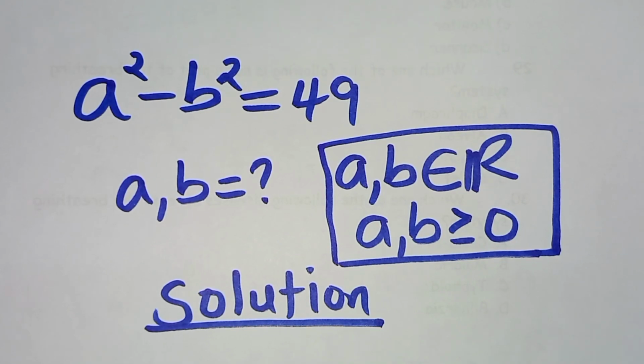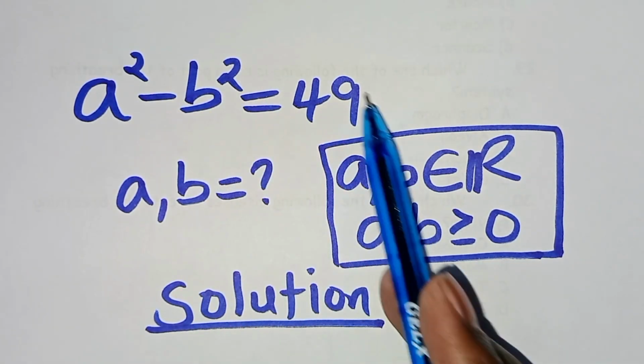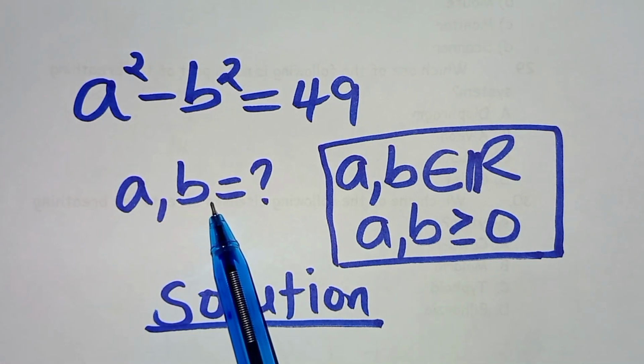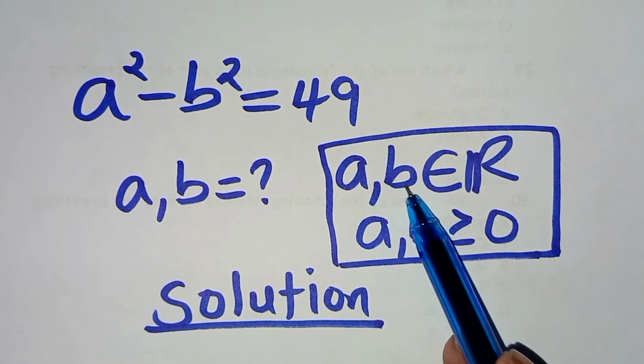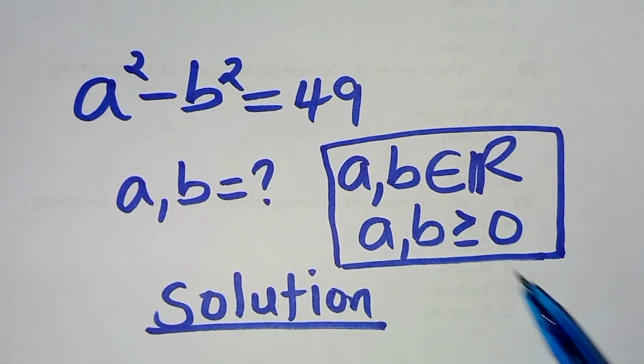Hello everyone, welcome to solve this nice algebra problem, which is actually a squared minus b squared equal to 49. So what are the values of a and b? Given that a and b are members of the real numbers, and a and b are greater than or equal to 0.